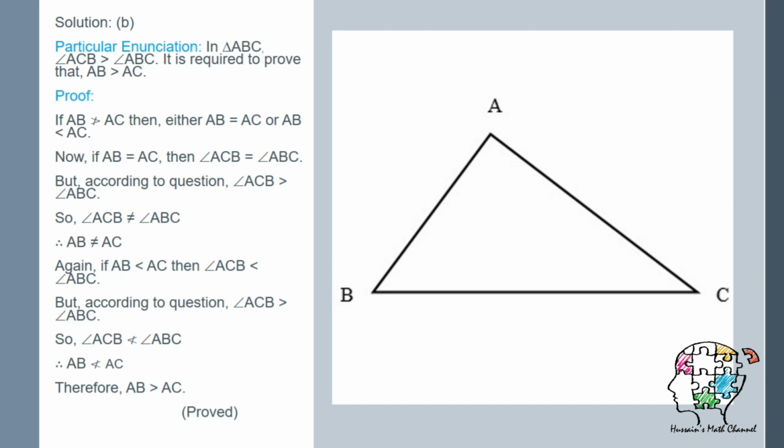Now the proof: if AB is not greater than AC, then either AB will be equal to AC or AB will be less than AC. If AB is equal to AC, then the two angles opposite these two sides, angle ACB and angle ABC, should be equal. But according to the question, ACB and ABC are not equal, ACB is greater. So AB and AC cannot be equal. Again, if AB is less than AC, then angle ACB should be less than angle ABC. But ACB is 60 degrees and ABC is 30 degrees, so ACB cannot be less than ABC. So AB is not less than AC. That means AB is always greater than AC.